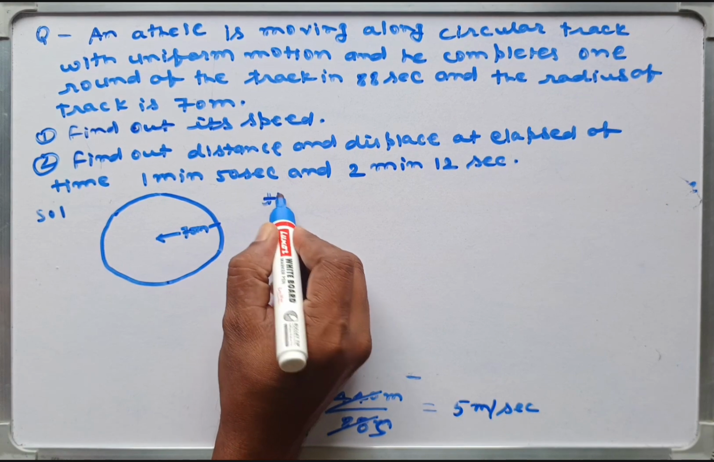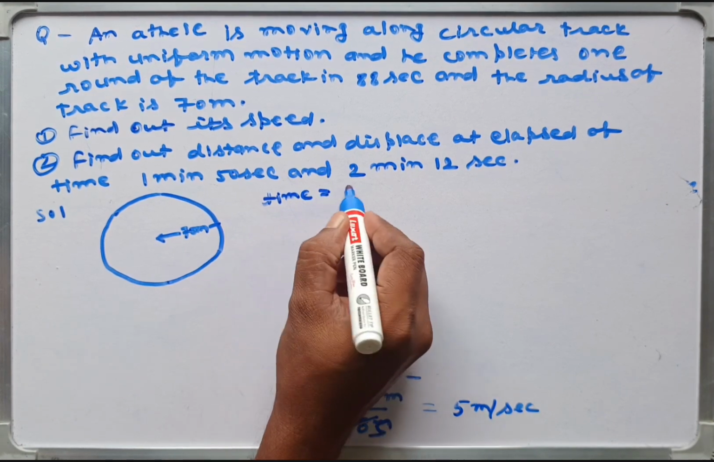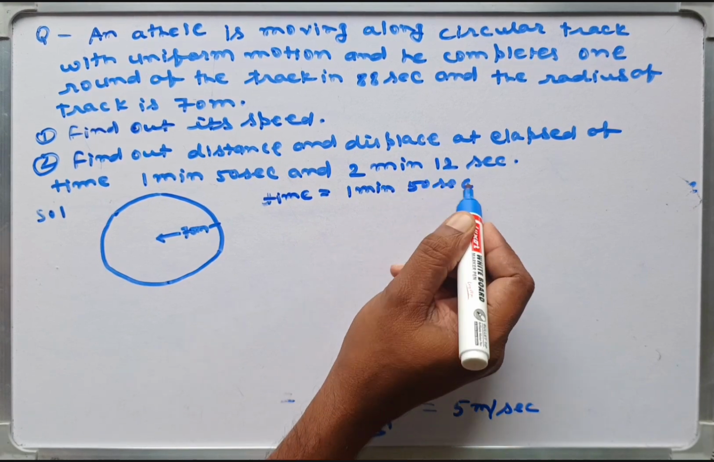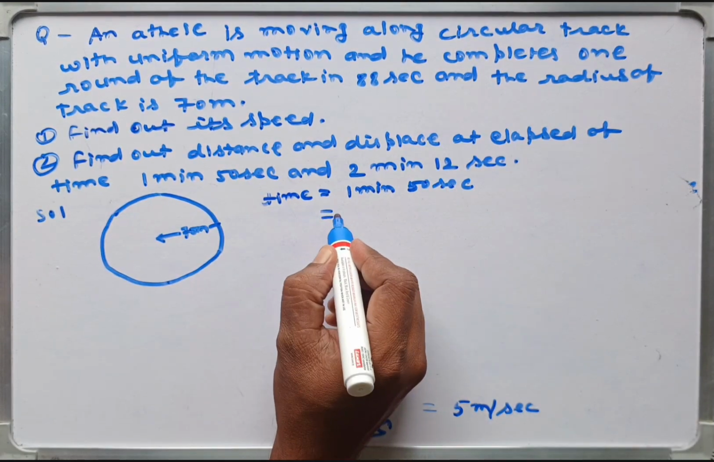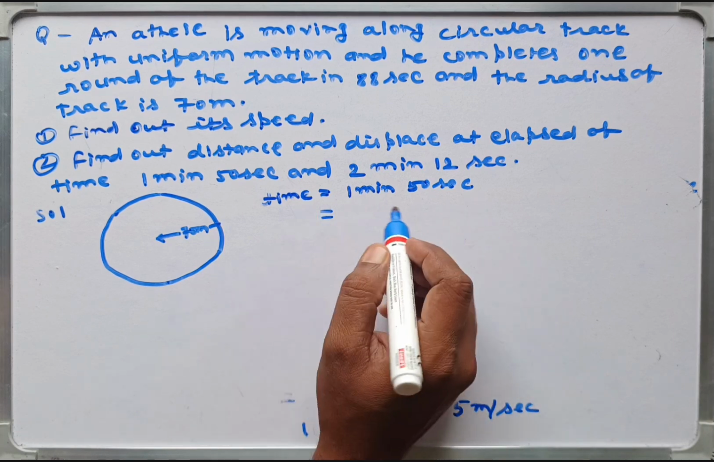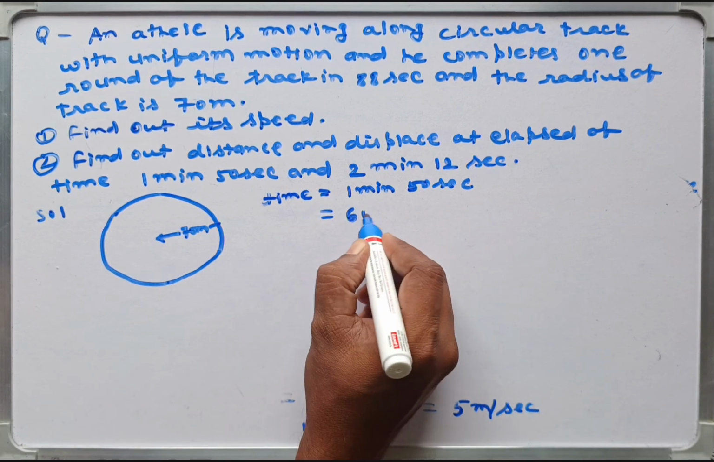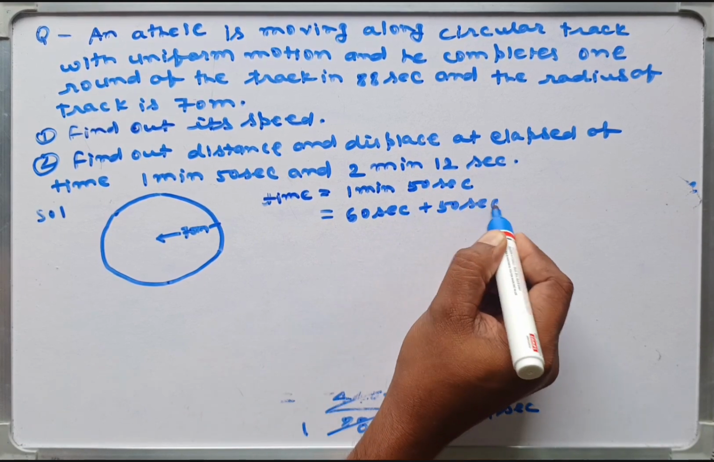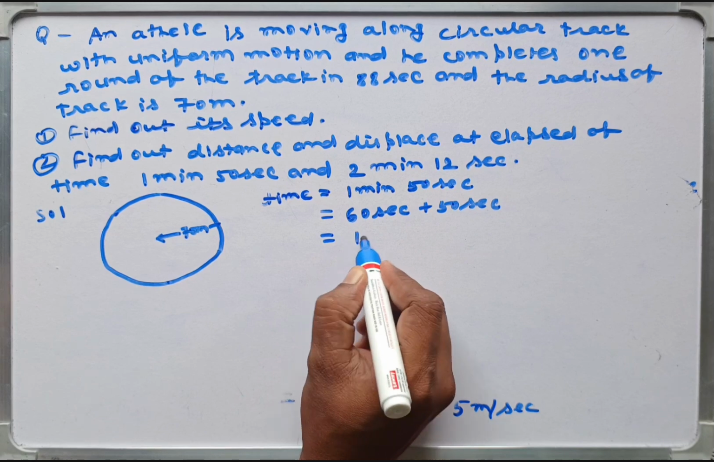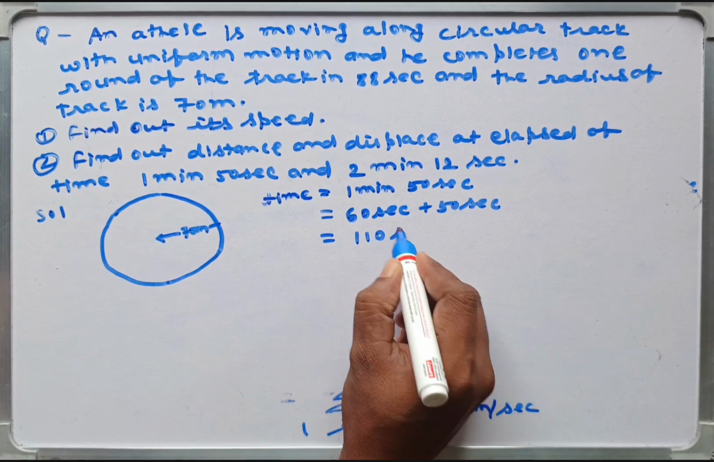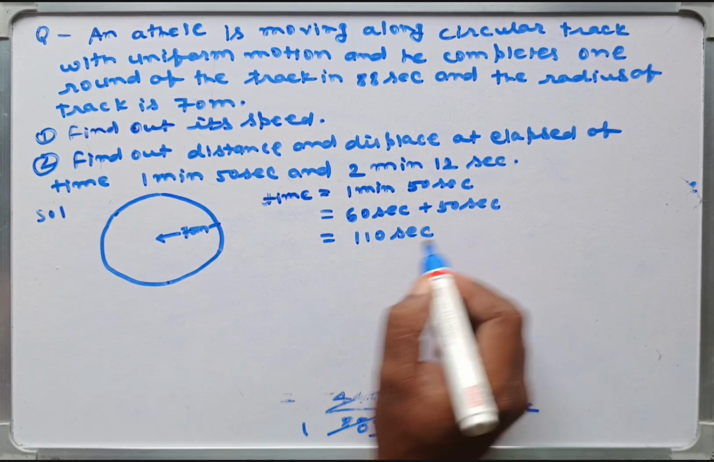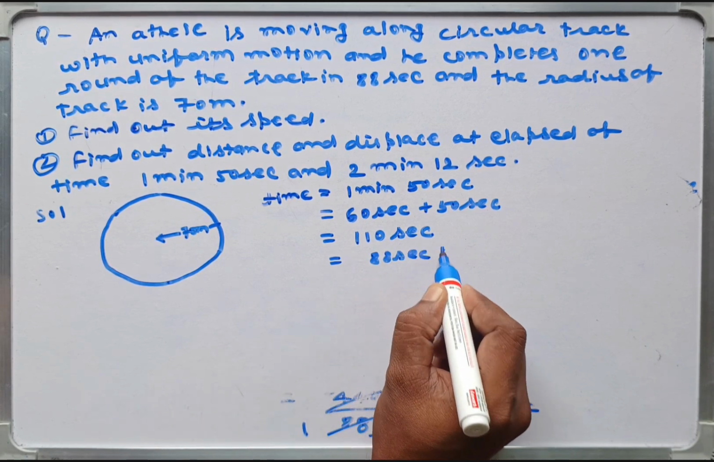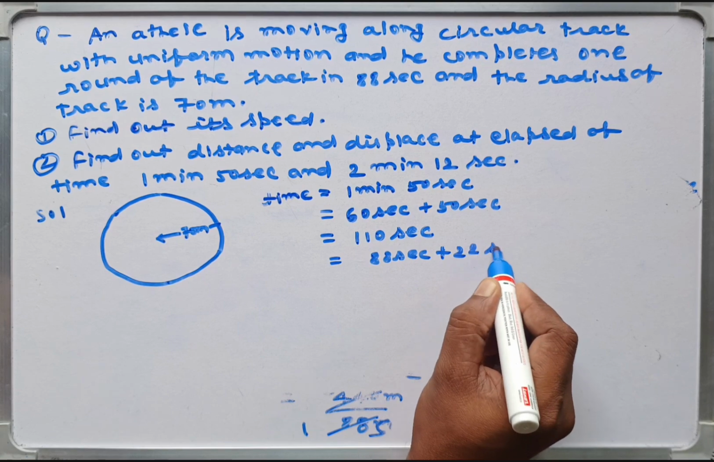Time equal to 1 minute or 50 second. Okay, so first of all we change the unit in second. So this is 60 second and this is 50 second. So you can say, sir, this one will be 110 second. Or you can say, sir, this one is 88 second plus 22 second.